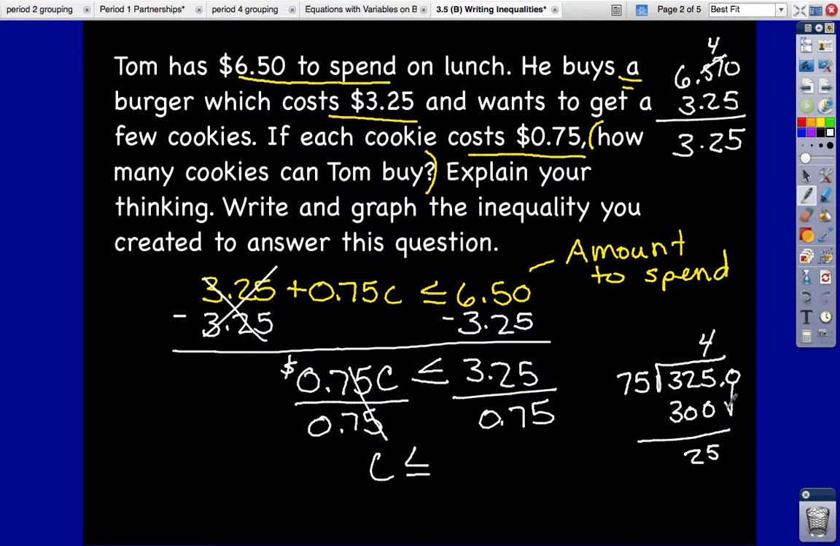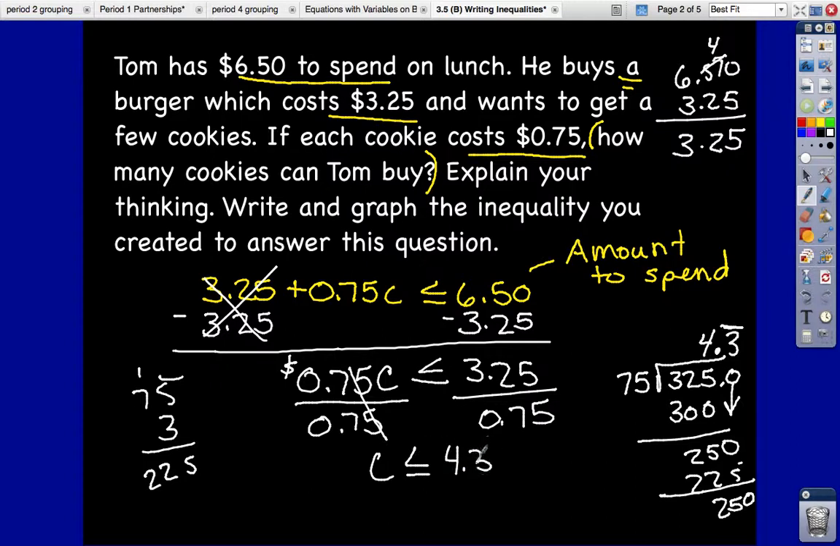So I can actually keep this going and bring down a 0 here to get an exact answer. So 75 will go into 250. Let's see, how many times would that be? That would be 3, I think. Let me double check that. 3 times 5 is 15. 3 times 7 is 21. 225. So I got 25 left over. And it looks like we're going to get a repeat on the 3. So C is less than or equal to 4.3 repeating, right?